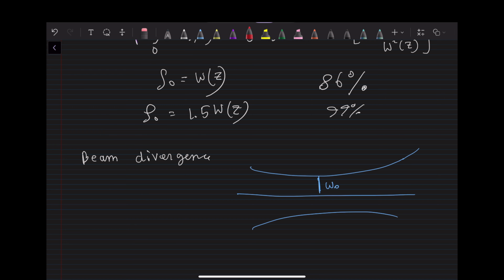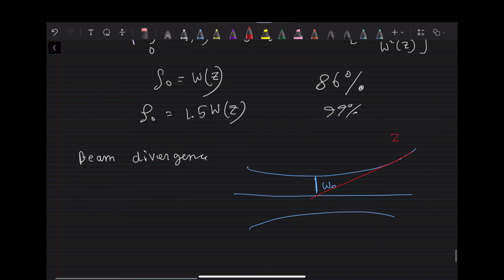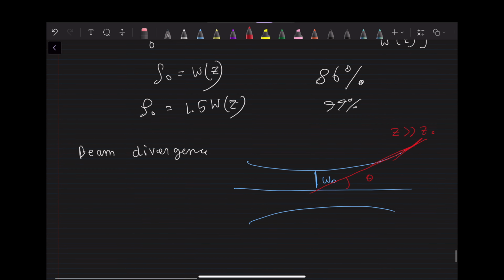So what we want to find out, suppose you can just draw a line here, something like that. So for z very large compared to z naught, this increase in width has a linear relation with z. So we can find out this angle by approximating that. And what is the angle? That angle is the divergence. So we can find the divergence using this.